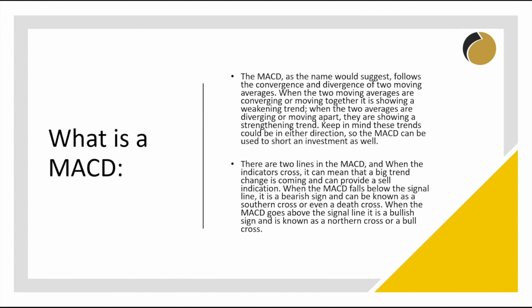There are two lines in the MACD, and when the indicators cross, it can mean that a big trend change is coming, and at that point it could provide a sell indicator. When the MACD falls below the signal line, it is a bearish sign and can be known as a Southern Cross, or even by some institutions, a death cross. When the MACD goes above the signal line, it's called a bull cross, and it is a bullish sign. Some people call that a Northern Cross.